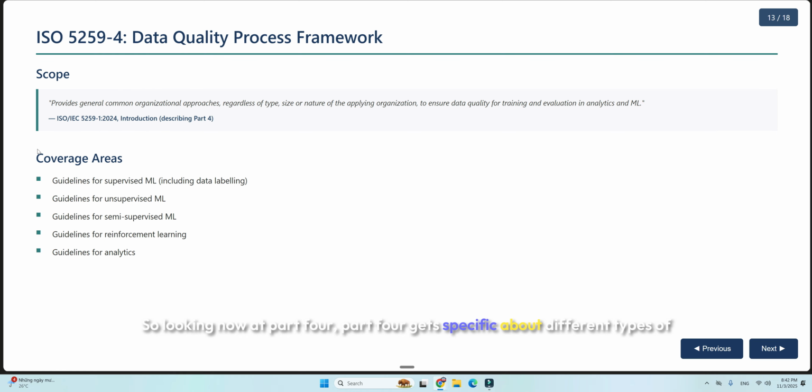Part 4 gets specific about different types of machine learning and analytics. So looking at the quote, it provides general, common organizational approaches regardless of type, size, or nature of the applying organization to ensure data quality for training and evaluation in analytics and ML. So if we look at the coverage areas, notice the breakdown. Supervised ML with specific attention to data labeling, because labeling is where human judgment enters the process and quality can degrade. Unsupervised ML, where you don't have labels but still need quality data.